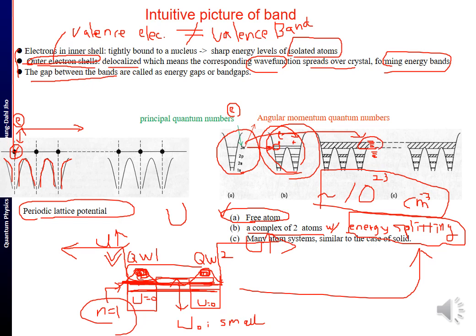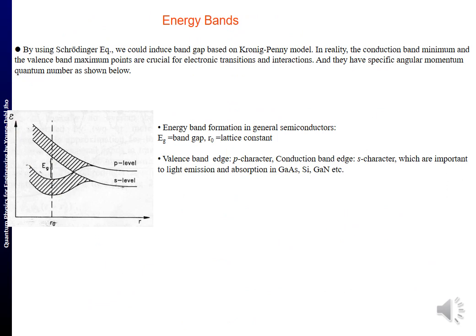So this energy is very closely packed, so we cannot identify different energy states that easily anymore because they are too close. Then we call it a band. So they are all actually related with the Pauli exclusion principle. Right? This is the basic idea of band formation. Energy bands. By using the Schrödinger equation, we could derive the band gap based on the Kronig-Penney model.